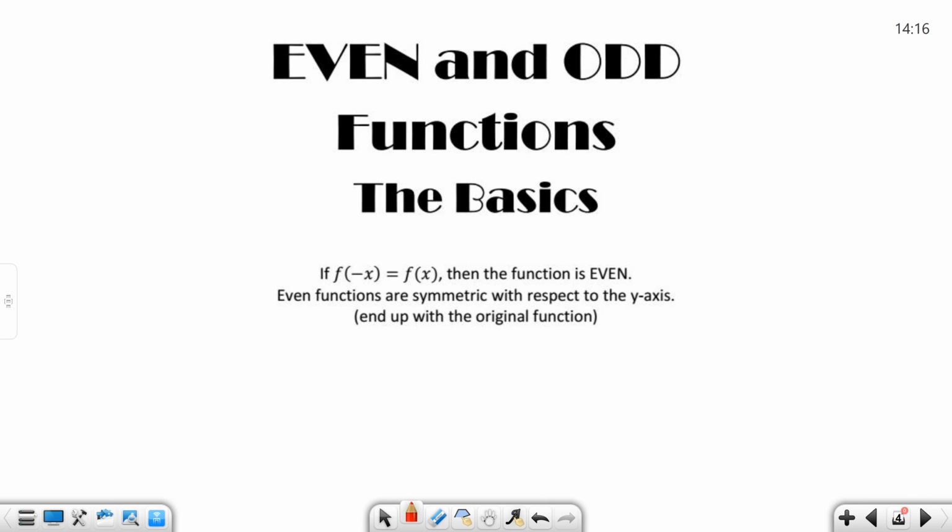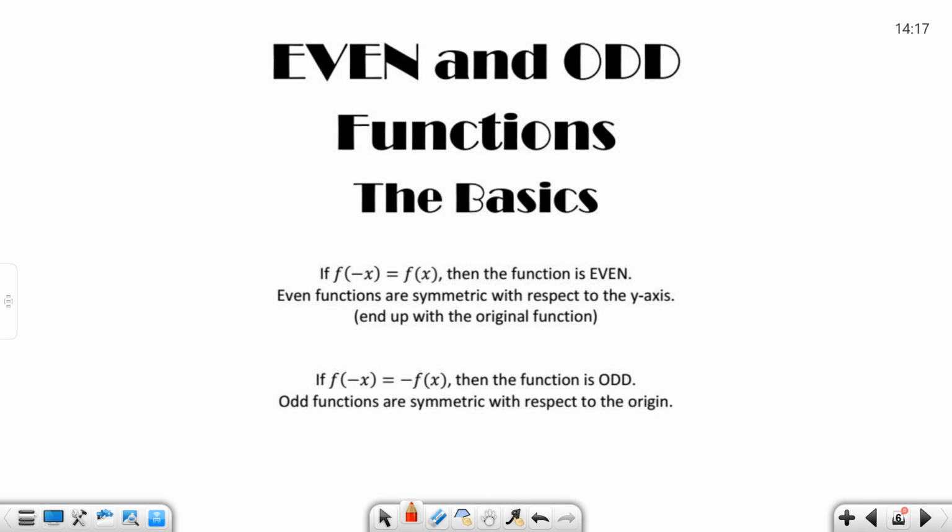It's the same thing. So if f of negative x equals negative f of x, notice what happens. You plug in negative x in the argument, and you end up with the opposite of the function, which basically means what? All the signs change. Then that's an odd function. So odd functions are symmetric with respect to the origin.